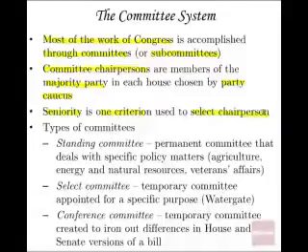But it doesn't necessarily mean that you're going to get the best pick if you are a senior member. There are other criteria that you have to meet as well.